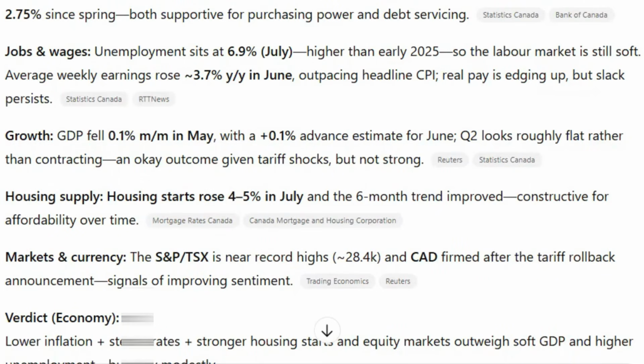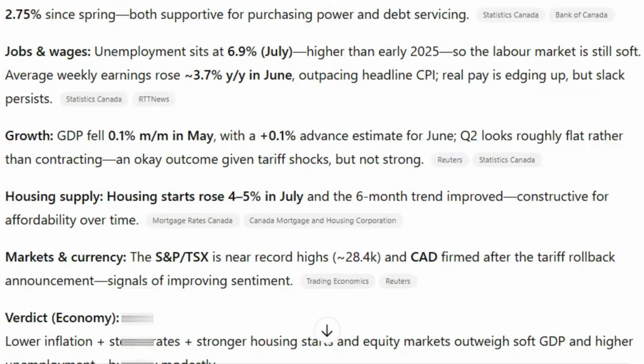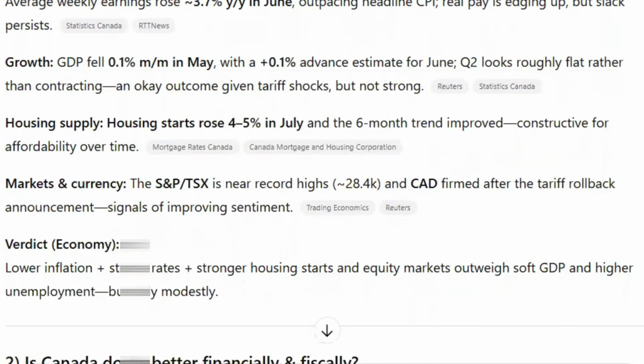Unemployment 6.9%, higher than early 2025, so the labor market is still soft. Average weekly earnings rose 3.7%, outpacing real consumer performance indicators. Real pay is edging up, but slack persists. Okay. It's from Stats Canada.